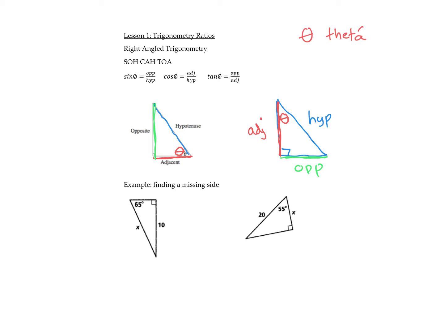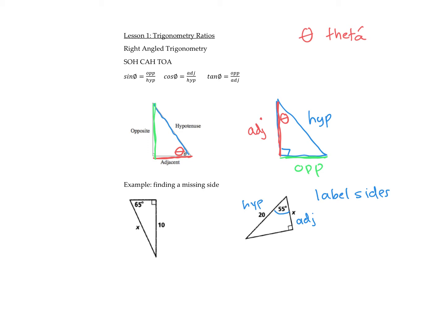For example, in here we want to find a missing side. We'll look at the one to the right first. So the first thing you do is you label the sides. And we're only going to label sides that have a measure on them. So this is the angle we are using. The 20 is across from the right angle, so it is the hypotenuse, and the x is attached to the angle, so it is adjacent. We are not labeling opposite because we are not using it, and what we want to do is figure out which ratio we're going to use to solve the question.